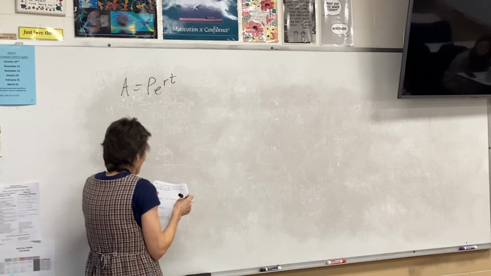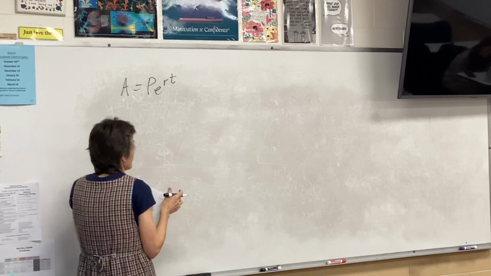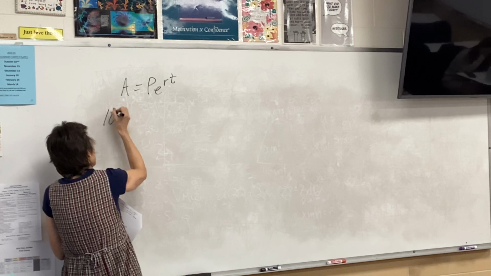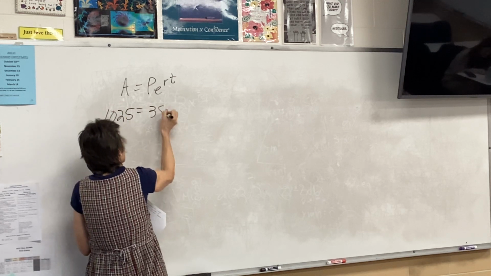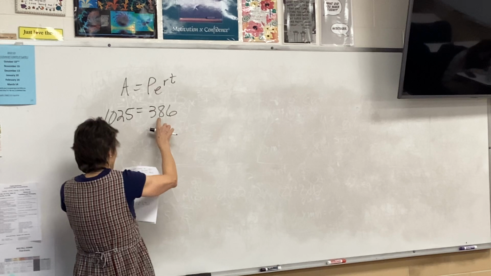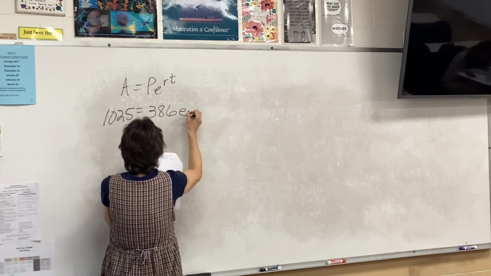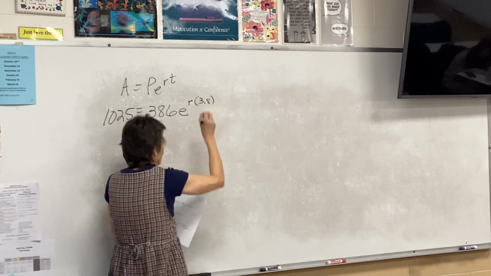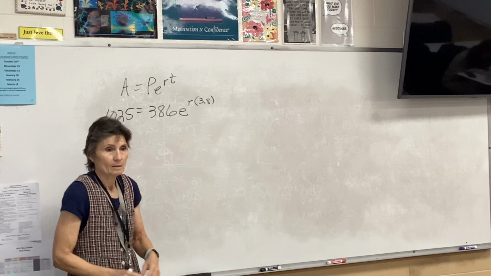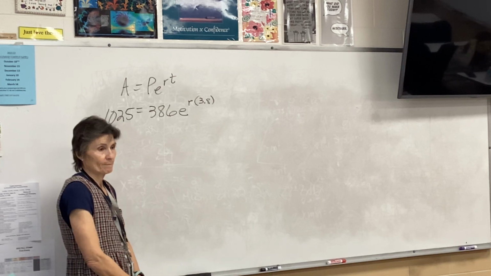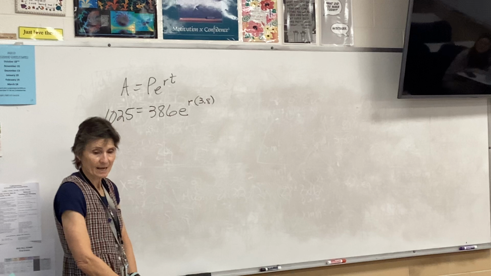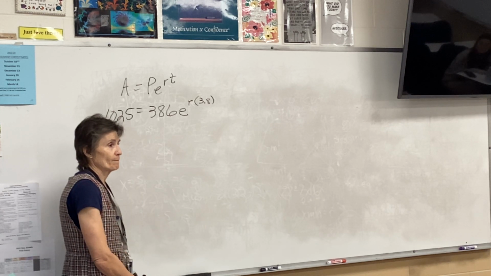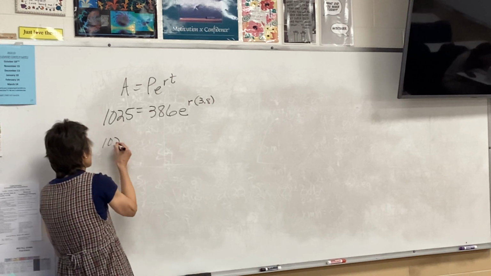All right, so 386 grows into 1025. Remember, this right here is the end number. This is the start number. I don't know R, but I know time is 3.8. What do I do first? Pay attention. This is an exam question. All these are. What do I need to do first? Divide by 386.